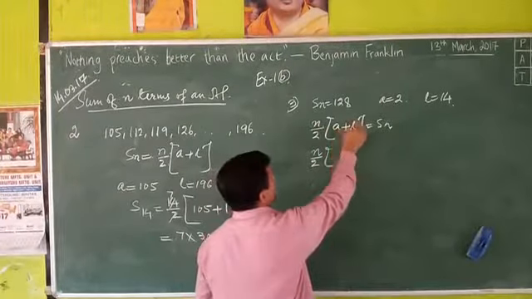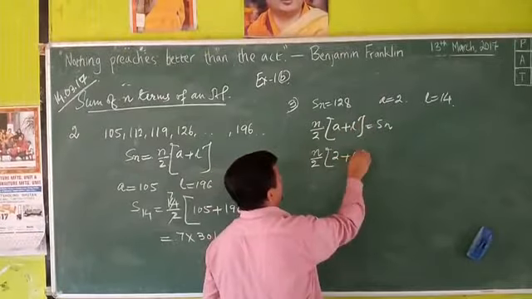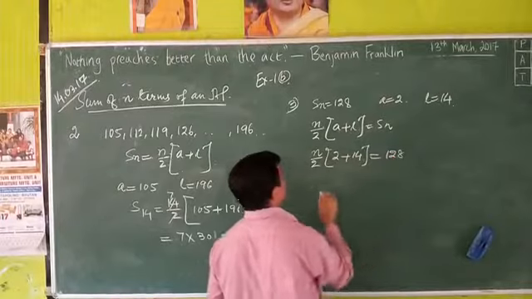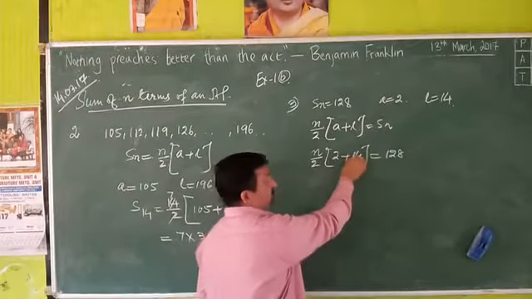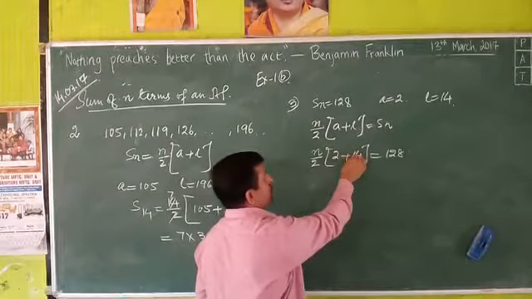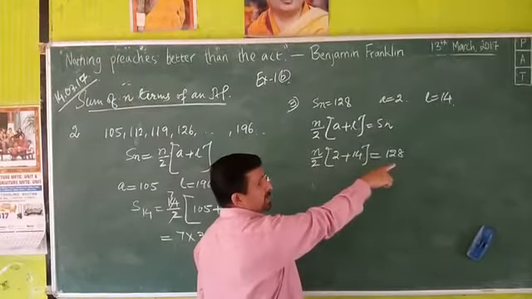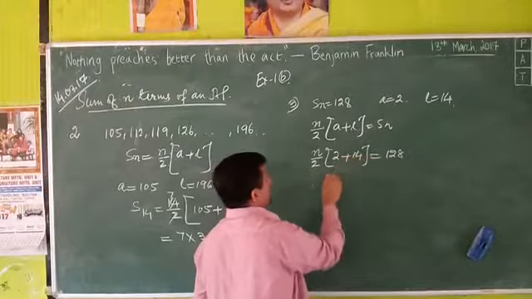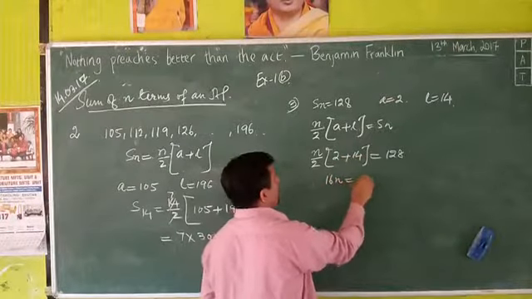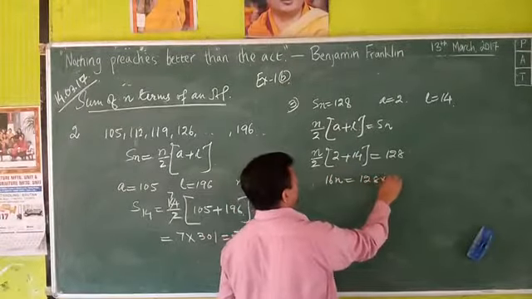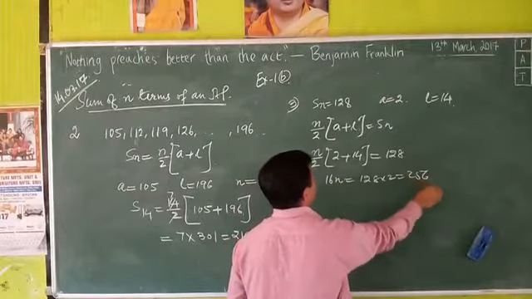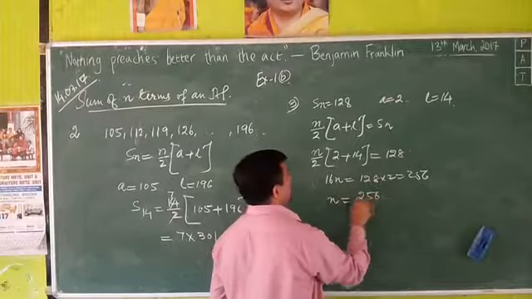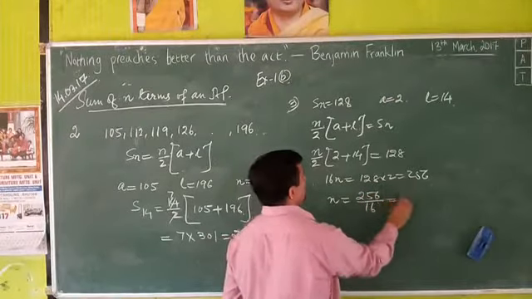Then A is 2, L is 14, and the sum is 128. Now 14 plus 2 is 16. This 2 will go to the right side. Can I send this 2 to the right side? Yes, sir. And at the same time this will be multiplied. So 16n is equal to 128 into 2, which is 256. Therefore n is equal to 256 divided by 16, which is 16.